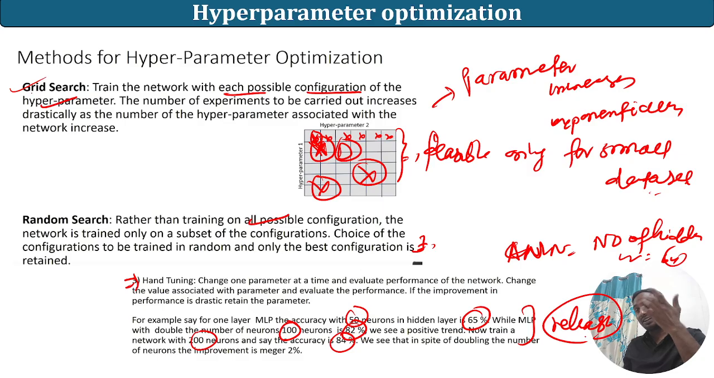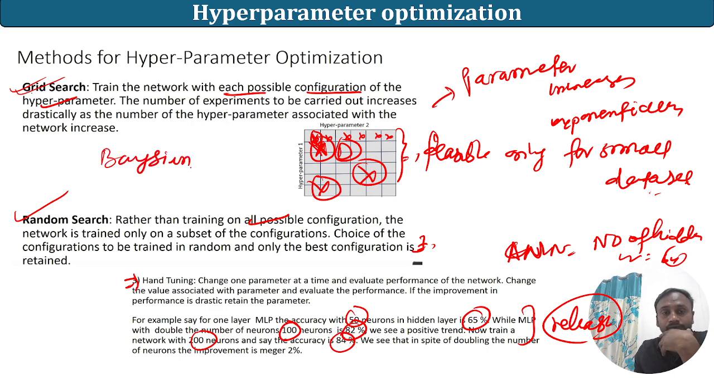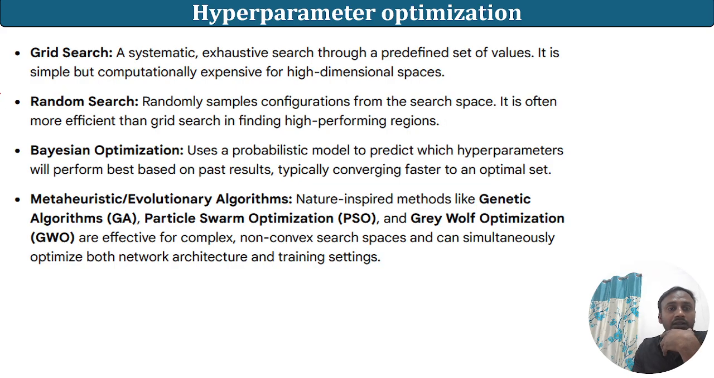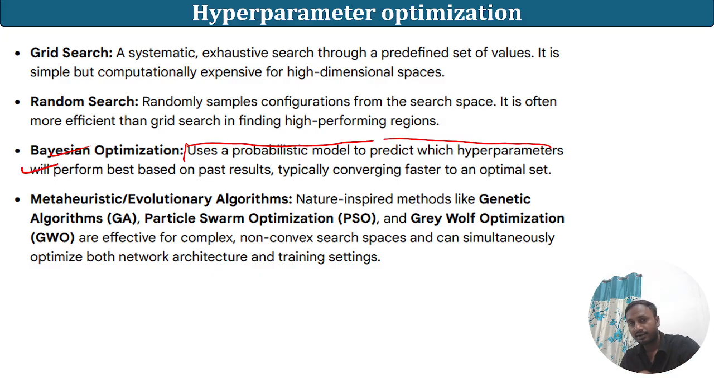But to get better parameter optimization, and in the paper also, the reviewer will ask whether you have done a grid search or a random search, or maybe we have Bayesian search also. Bayesian search uses a probabilistic model to predict which parameters will perform well based on past results. So in that case we typically get fast convergence.